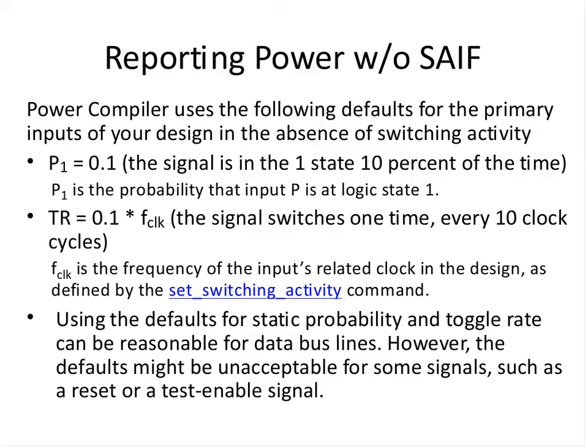Using the defaults for static probability and toggle rate can be reasonable for data signals, but it might be unacceptable for some other signals like reset or a test enable. A signal like reset will not toggle very frequently. It will toggle once or twice during the reset sequence and later it will be stable. So such toggle rate values might not be good for that signal. You should be careful about signals which might be static for a long amount of time, or signals which might have a greater activity. These defaults are otherwise good for the maximum number of data inputs.